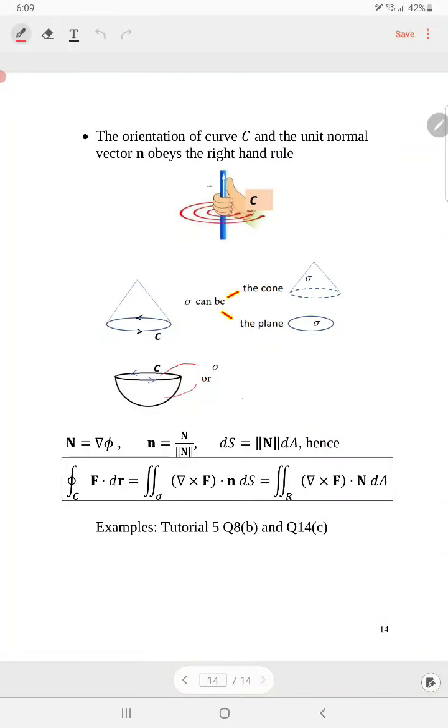We are still on Stokes' theorem. According to Stokes' theorem, the integral of F dot dr over the closed curve C is equal to the integral of curl of F, del cross F, dot the unit normal vector over the open surface sigma. So sigma here is an open surface and C here is the closed curve, which is the boundary of the open surface. Alright, today I'm going to show you another example, which is question number 14C from tutorial 5.